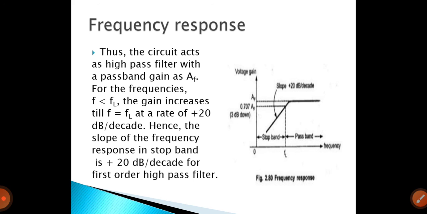Thus the circuit acts as a high pass filter with a passband gain AF for the frequencies. For F less than FL the gain is increasing until F equals to FL at the rate of 20 dB per decade. It maintains the constant, and then F is greater than FL, it is a constant. It maintains the constant voltage, constant gain, right? It is the 0.707, the 3 dB point of the gain, right? Frequency response of the high pass filter.